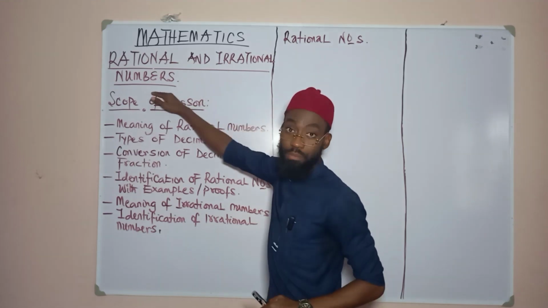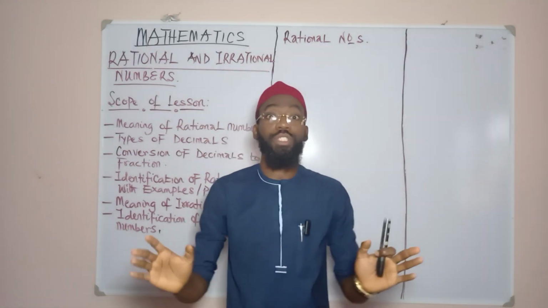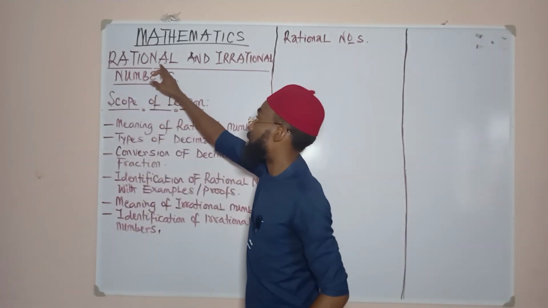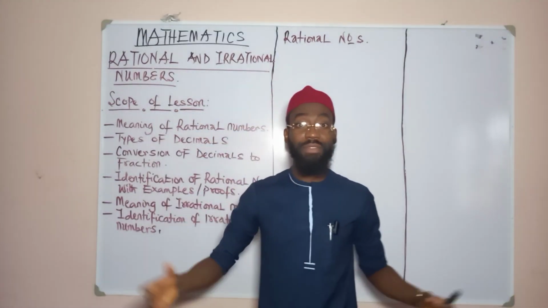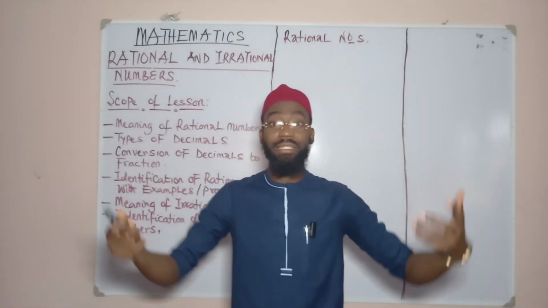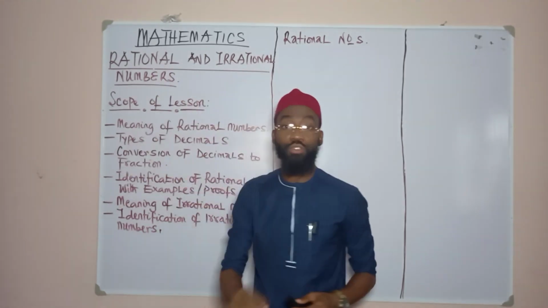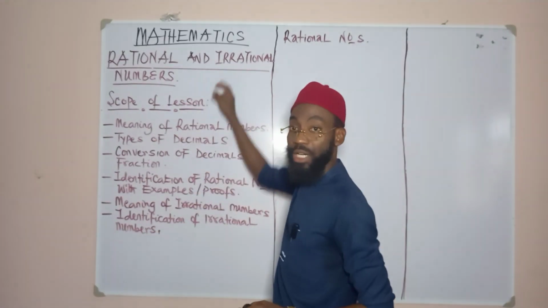Today we have a very important topic in maths, and the topic I have highlighted here is rational and irrational numbers. There are some special sets of numbers that we refer to as being rational and irrational. So after this class, we are going to learn and find out those numbers that we call rational and those numbers that are referred to as being irrational.